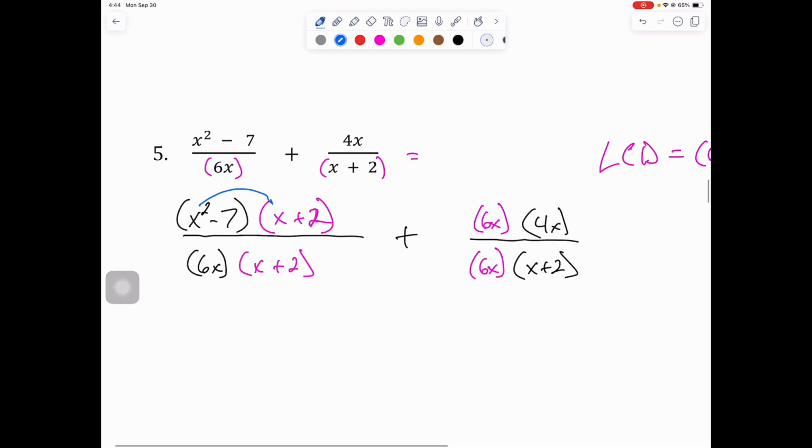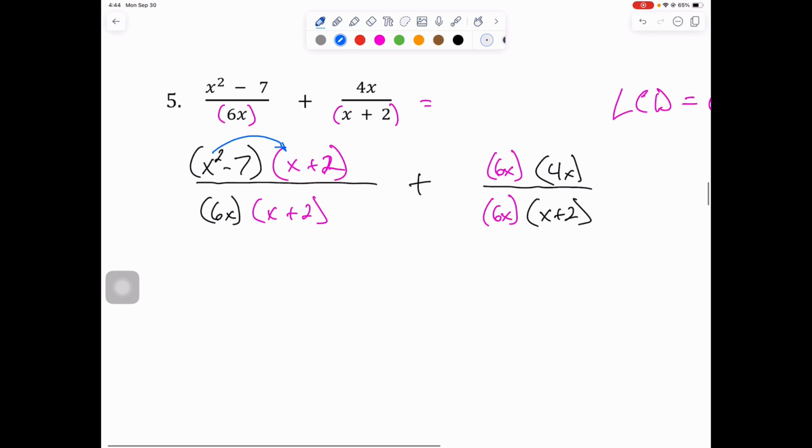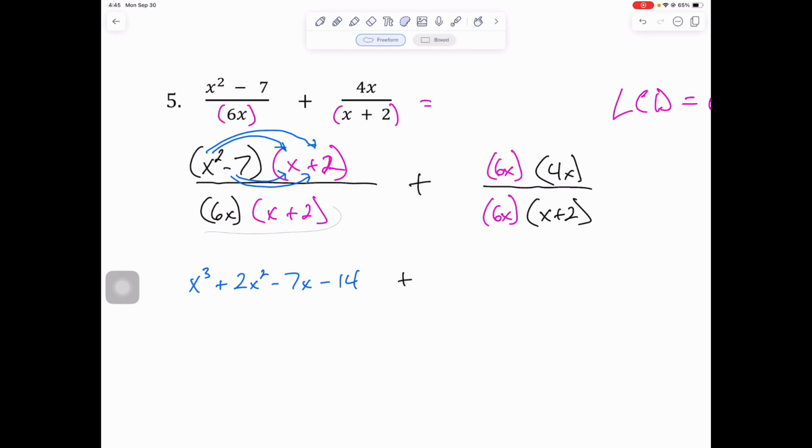Wonderful. X squared times x gives us x cubed. Goodness, my 3's have always been terrible. X squared times 2 will give us 2x squared. Then we have negative 7 times x giving us minus 7x, and negative 7 times 2 giving us negative 14. Plus, and I am going to copy and paste my denominator because I can.